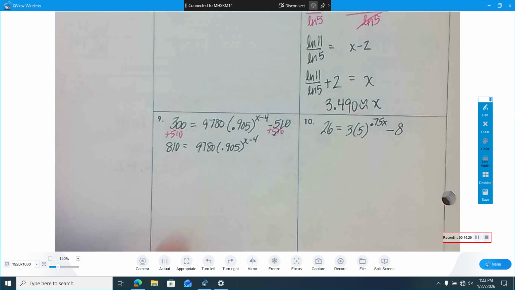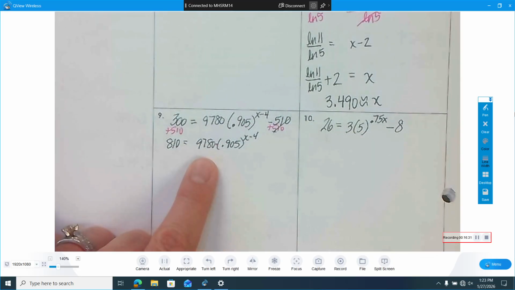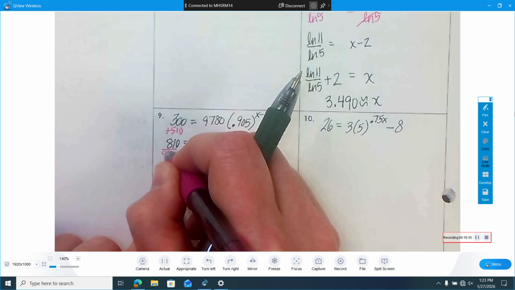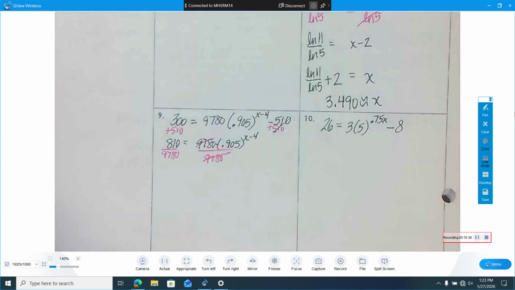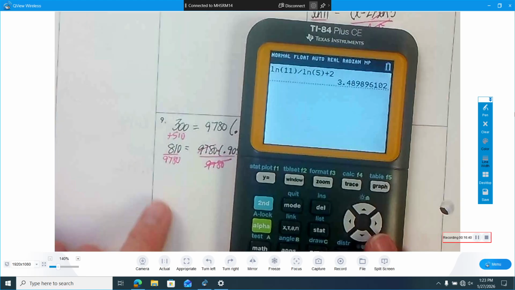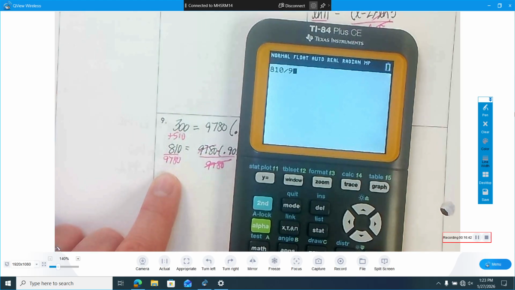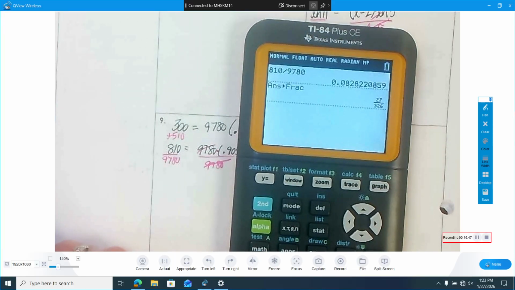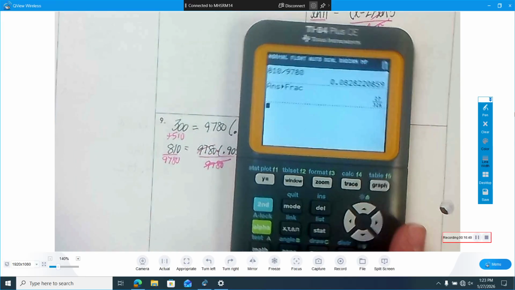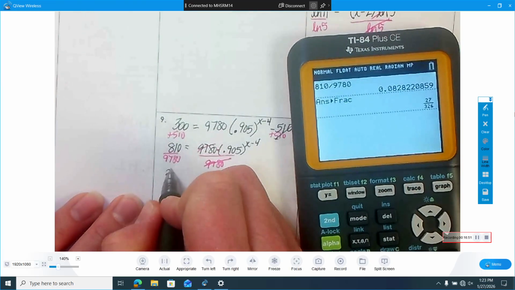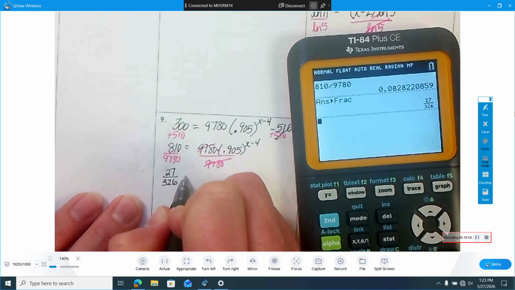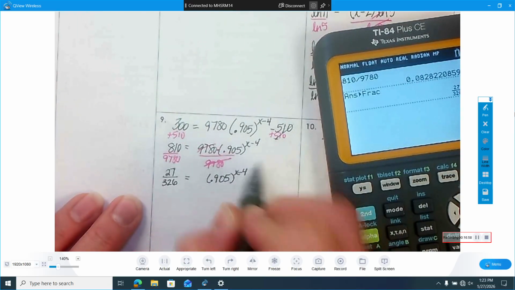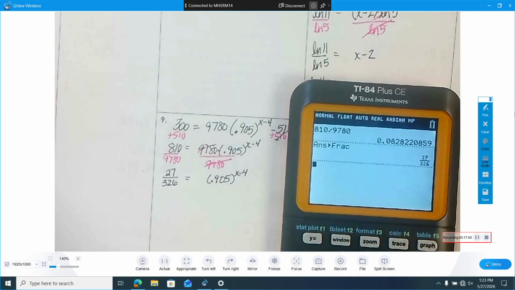Then, yes, we do have to get rid of this. This is being multiplied, so we're going to divide that off. 9780 divided by 9780. Let's see if that is anything pretty or not. 810 divided by 9780. Ew. 27 over 326. I guess that's a little shorter to write, so we'll do that. 27 over 326 equals 0.905 to the x minus 4. So we did a little math there just so it's a prettier fraction.